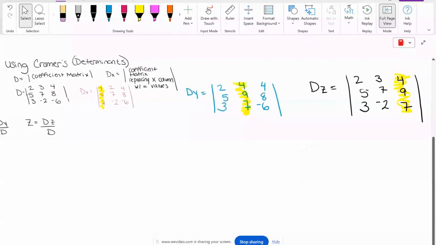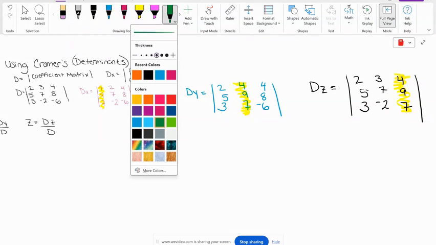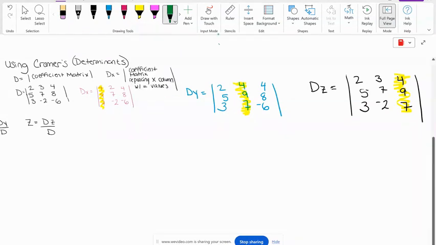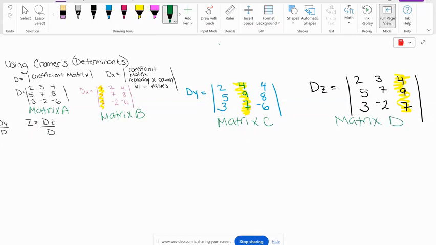I'm going to need to enter all of these into my calculator. So when I go to enter all of these into my calculator, I'm going to enter D as matrix A. So D will be matrix A. D sub X will be matrix B. D sub Y will be matrix C. And D sub Z will be matrix D. And I wrote this all down just so I don't forget.